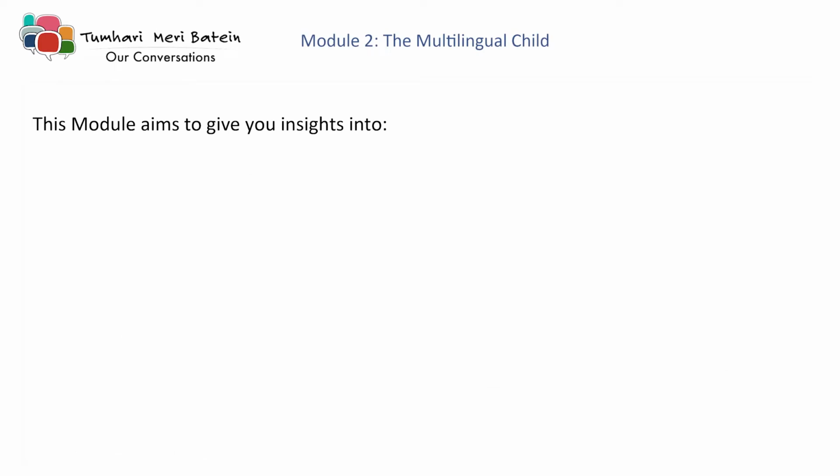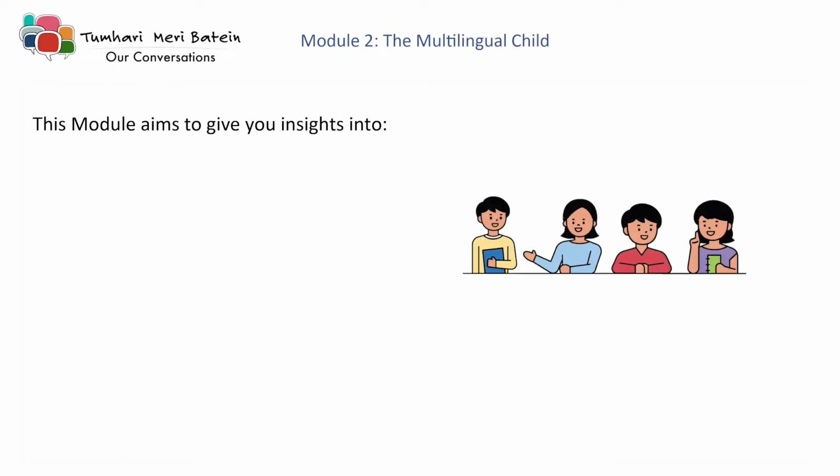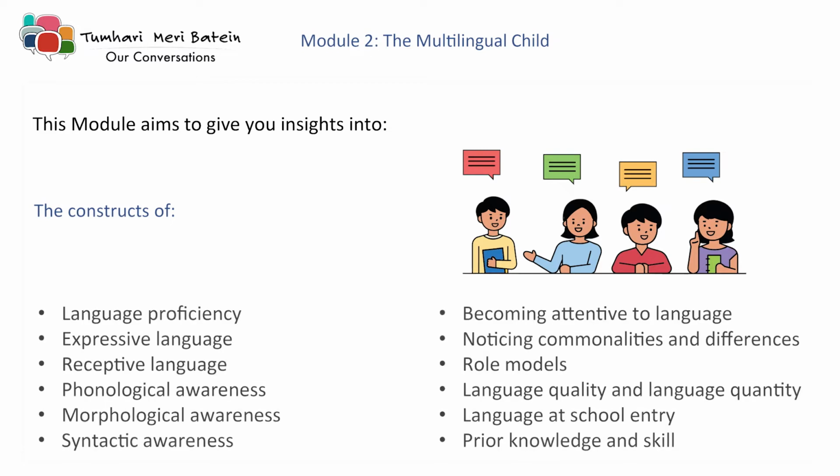This module, The Multilingual Child, aims to give you insights into the constructs of language proficiency, expressive language, receptive language, phonological awareness, morphological awareness, syntactic awareness, becoming attentive to language, noticing commonalities and differences, role models, language quality and language quantity, language at school entry, prior knowledge and skill.